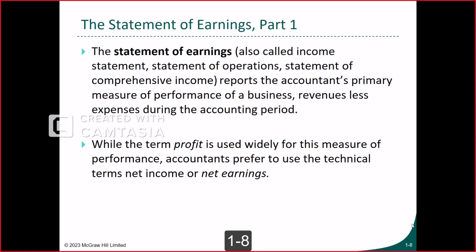The balance sheet: assets, liabilities, and shareholder equity. The list of assets, the list of liabilities, and the list of shareholder equity at a specific date, December 31st, for example.